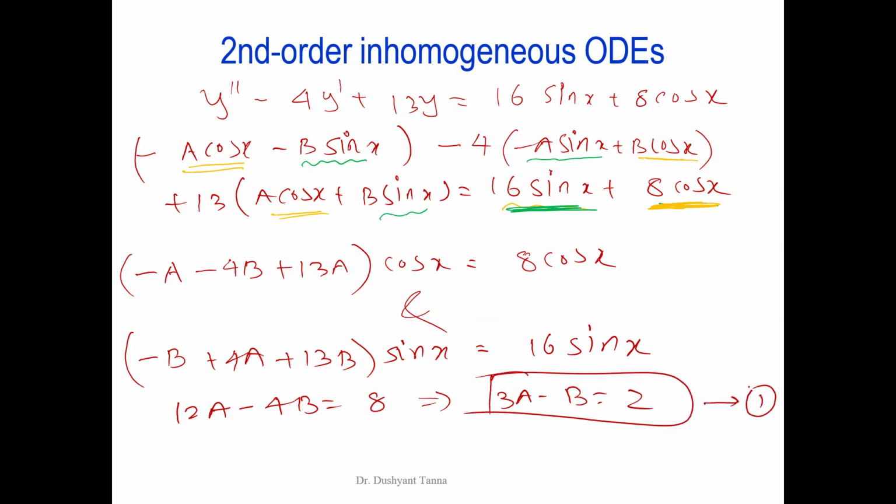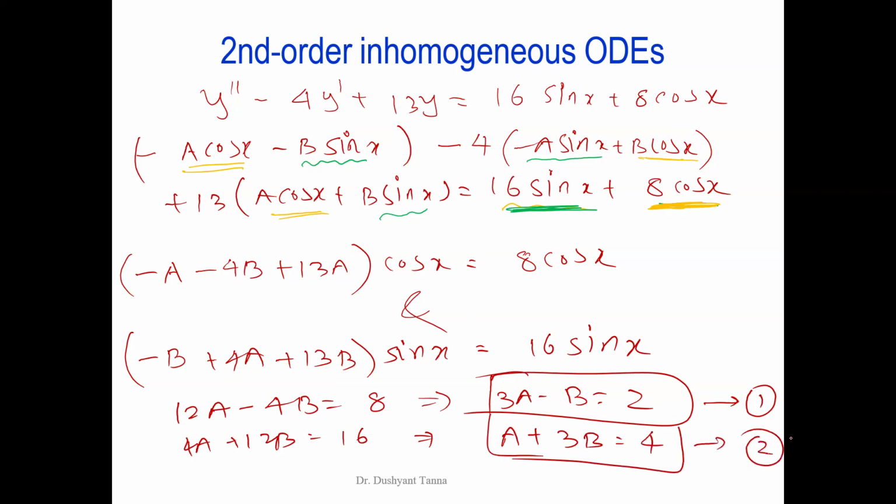Call it equation 1. Simplify here: 4a plus 12b is 16. Again, get rid of 4. a plus 3b is 4. Equation 2. Now we got two equations. It's up to you how you solve it, right? Substitution or elimination. Let's go with elimination.